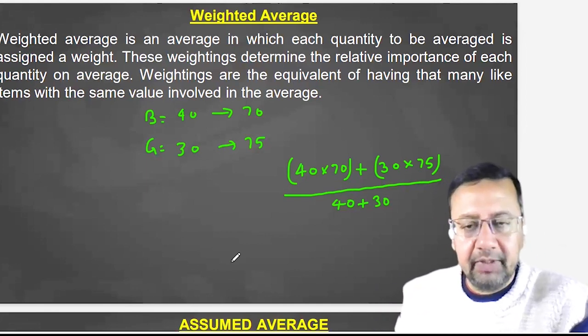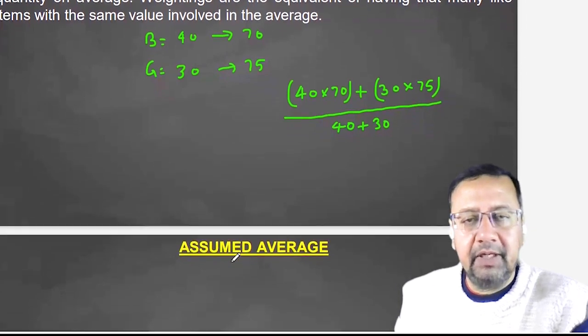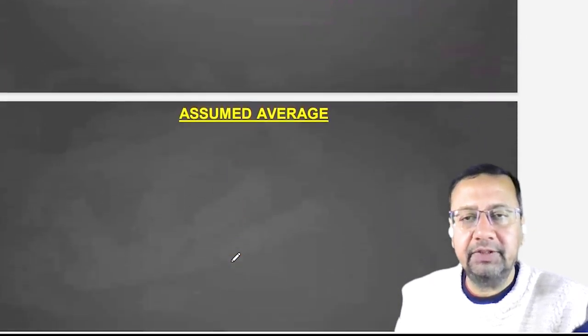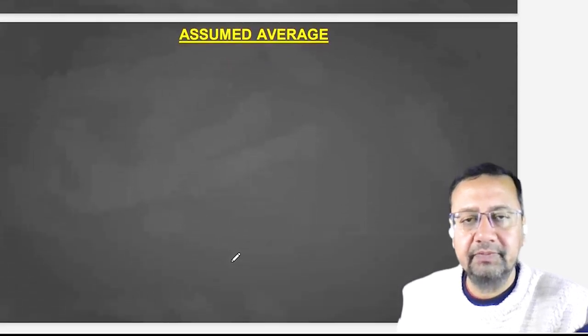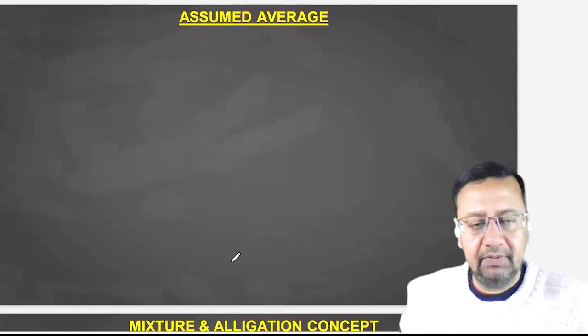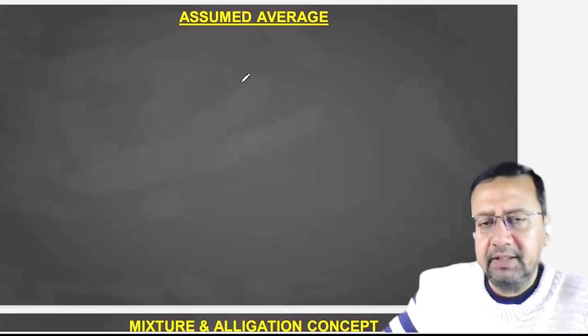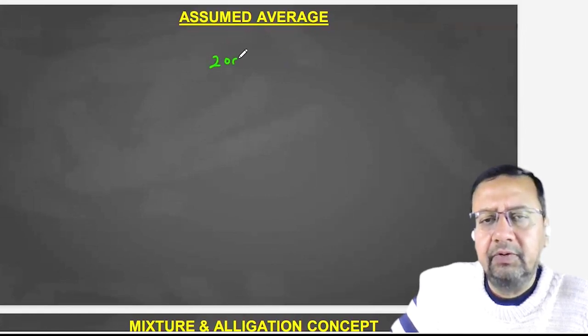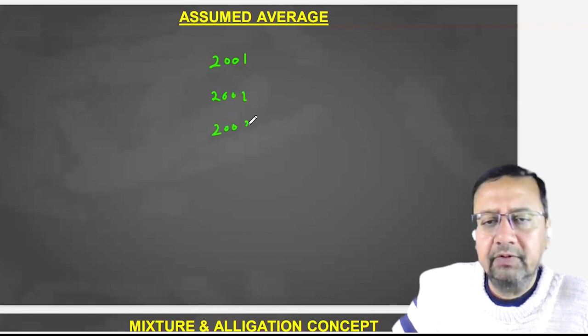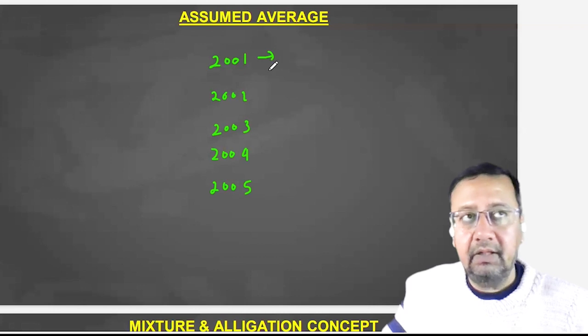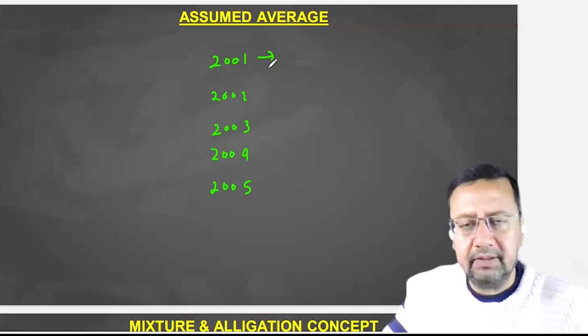Okay, so we'll be coming back again to this, but tell me one more thing. What is assumed average? Now, see this. Suppose I say there are different years, say 2001, 2002, 2003, 2004, and 2005, right? And in these different years, there is some production, sales, etc., right?